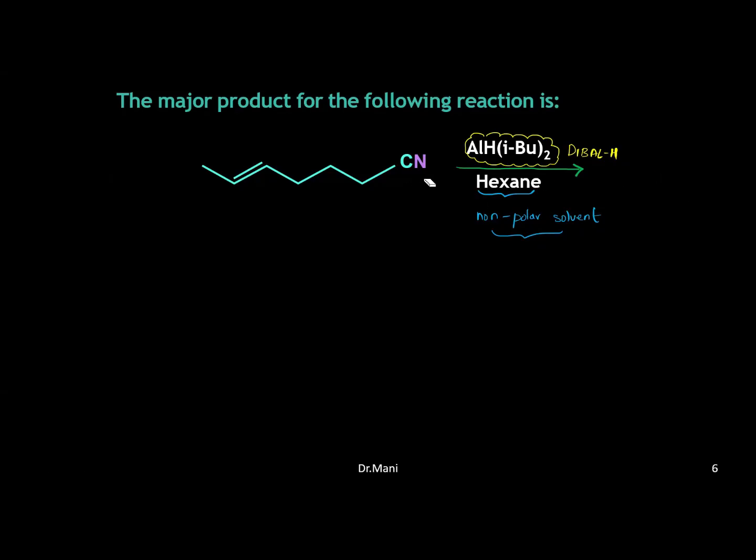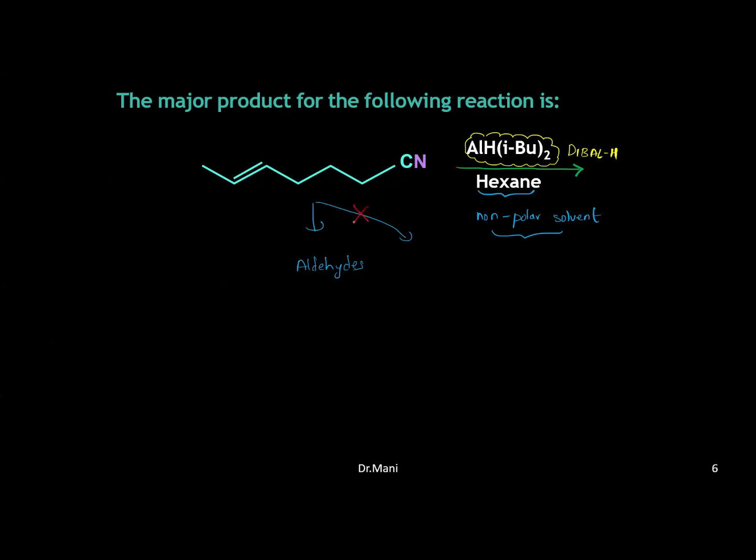What happens if we don't use this hexane and all? This will strongly reduce to aldehydes, and these aldehydes further strongly reduce to amines. So here the use of this hexane is to maintain this selective reduction. That means whatever the reagent is there, it will convert into the aldehydes. It will not convert into the amines. It will prevent the conversion into amines.